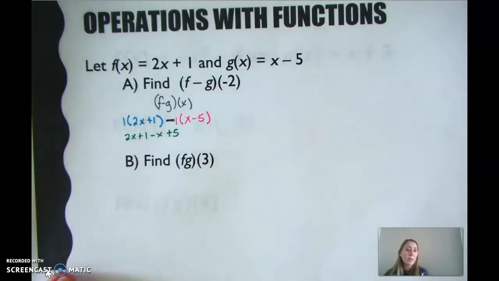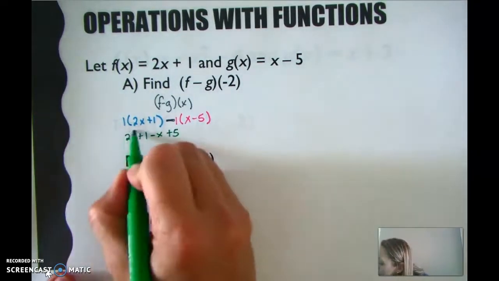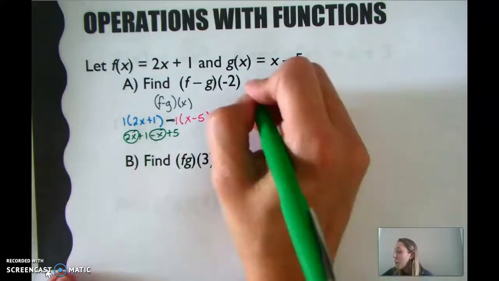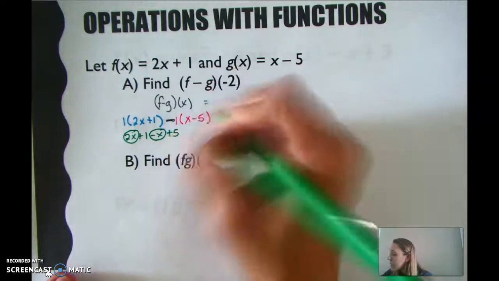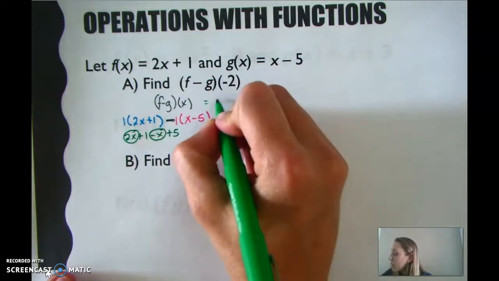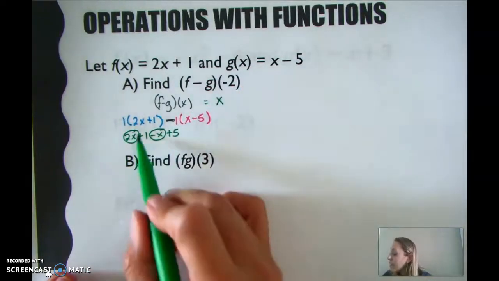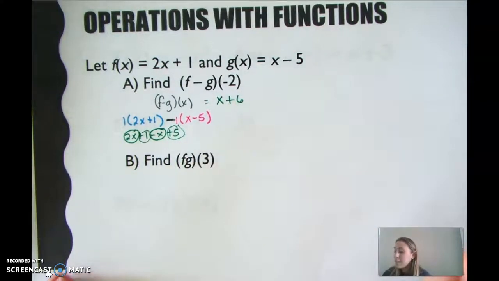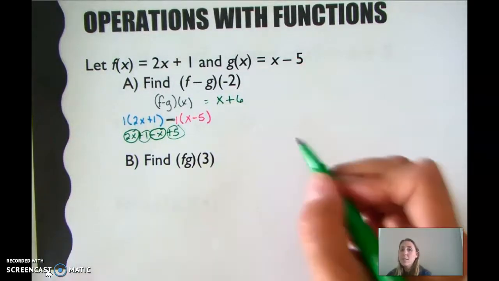And now I can combine my like terms. Well, I have a 2x here and a negative x here. So 2x minus x is 1x. And then I have a 1 and a 5, plus 6. So f minus g of x equals x plus 6.